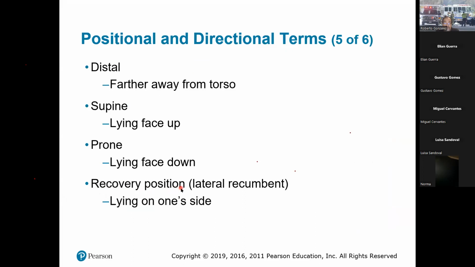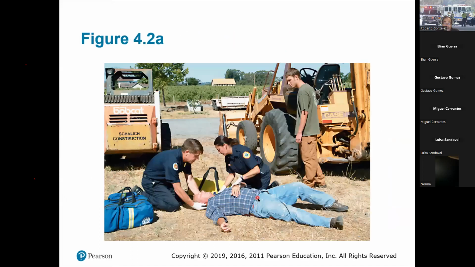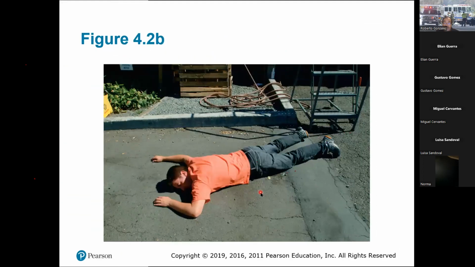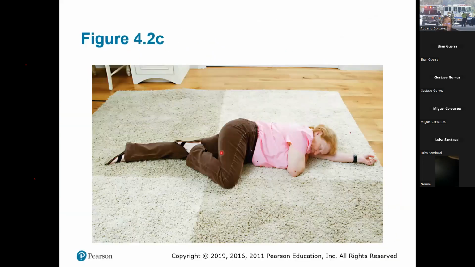The recovery position, also known as the lateral recumbent. The person is lying down. Normally, so they don't flop over, we bend their knees and use the leg like a kickstand. If they're vomiting, they're vomiting outside. Or if they're bleeding in their mouth, they're bleeding towards the outside.